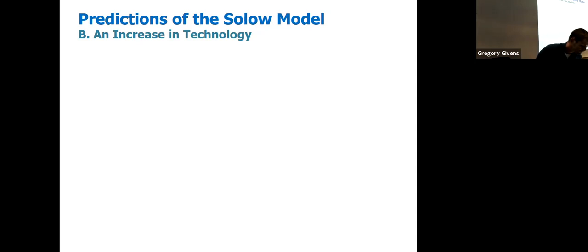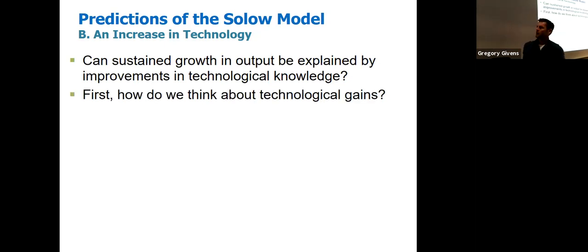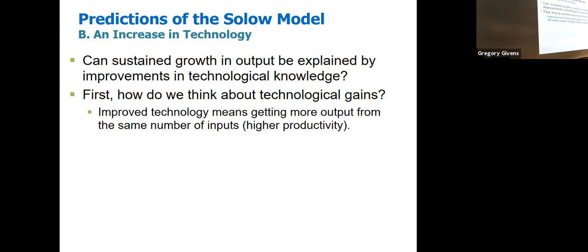Okay, the first thing we need to do here is ask ourselves, how do we want to think about or model, in a mathematical sense, improvements in technology in the Solow model? Okay, we're going to do this in a fairly straightforward manner. When we talk about technological improvements, what exactly do we mean? This is kind of an abstract idea, right? It's not something that is really easy to define.